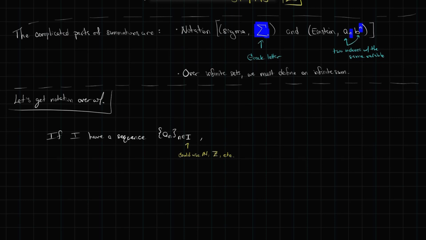If I have a sequence, then the notation is sigma, and then you write n in I, the index set, underneath. Okay, so that goes underneath the sigma. And then you don't write the brackets. So we're not going to write the brackets in sigma. What we're going to do is just write a sub n. No brackets.